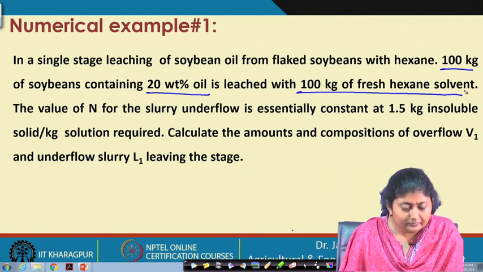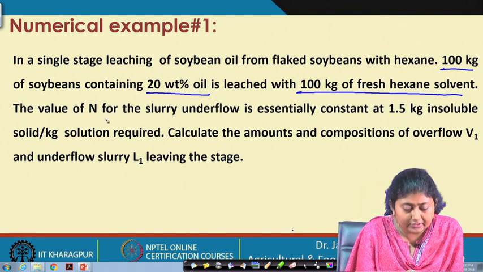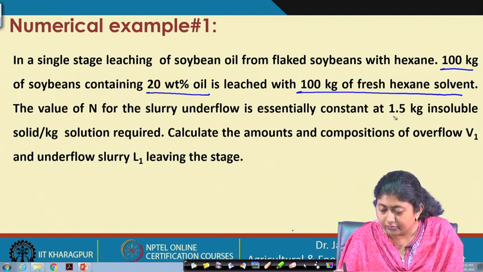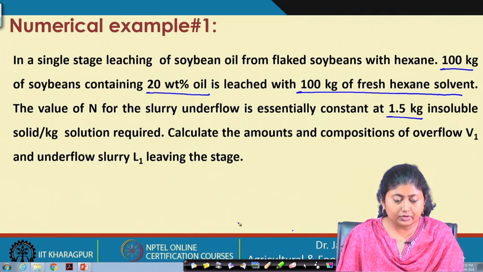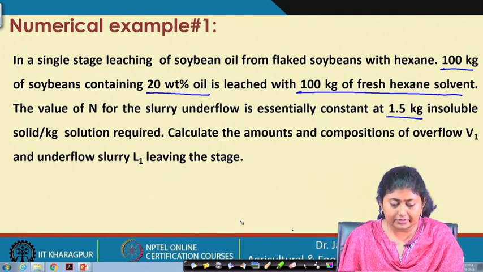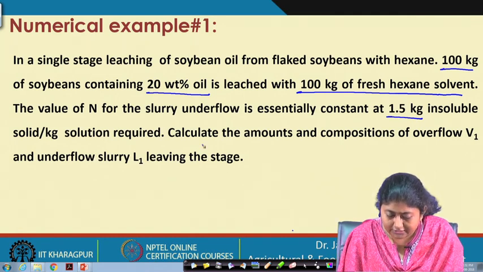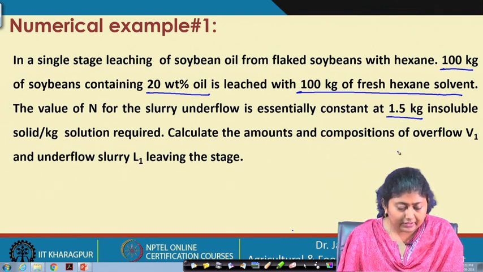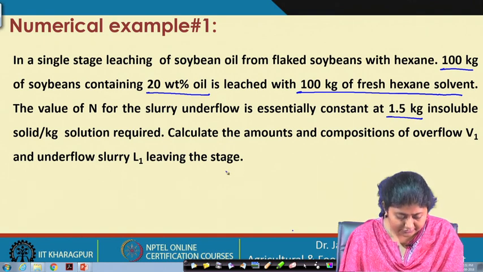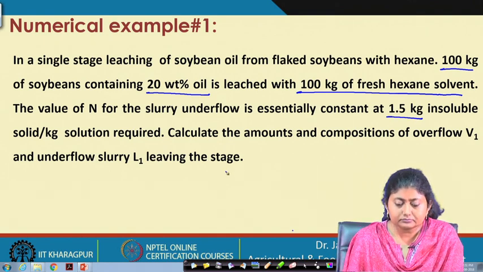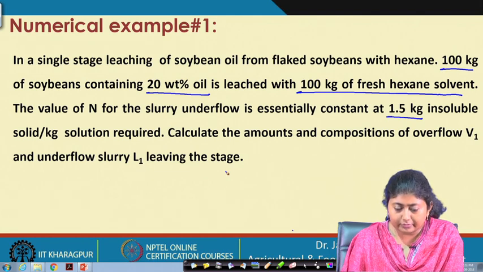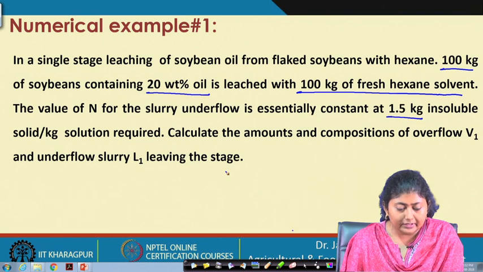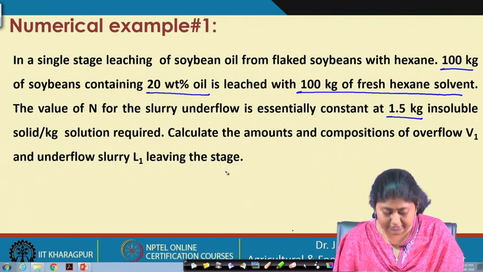Now, the value of N, that is the inert material for the slurry underflow, is essentially constant at 1.5 kg insoluble solid per kg solution. Calculate the amount and the composition of overflow V 1 and underflow slurry L 1 leaving the stage. So, this is our question.